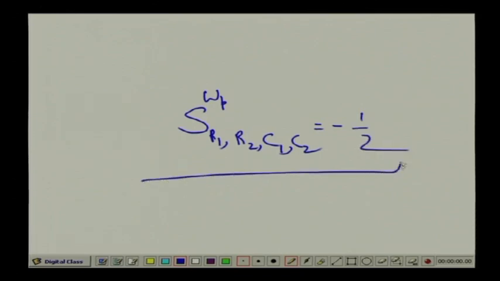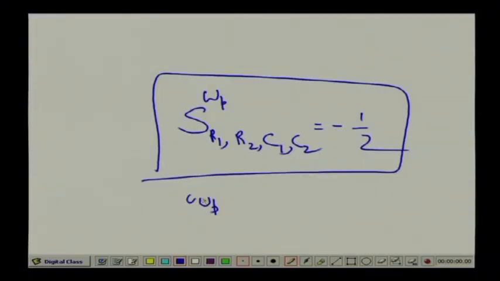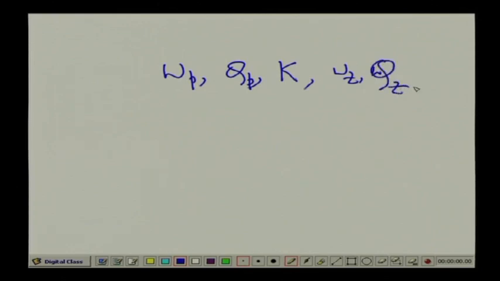So this is sensitivity. Similarly, I can find the sensitivities of Q p, right. Typically, in most of the transfer functions which you have written, the filter parameters we are more interested in are, let me take a new page, omega p, Q p, capital K, and if possible omega z and Q z.